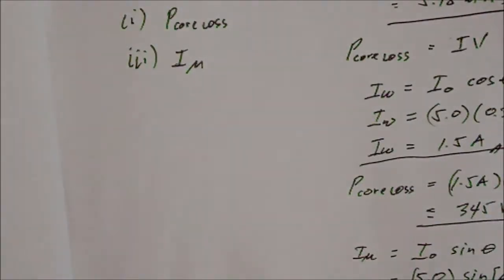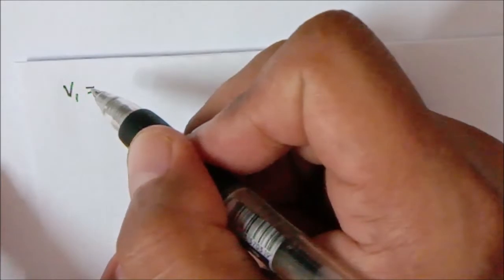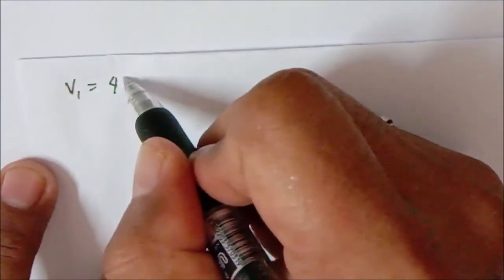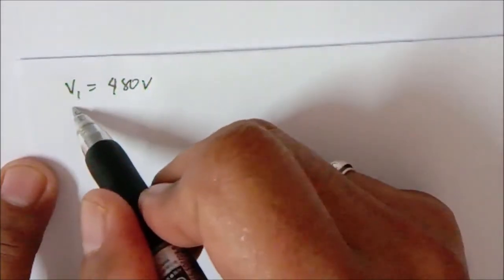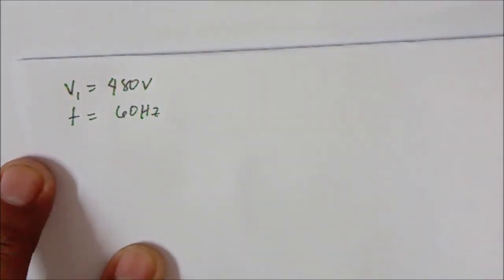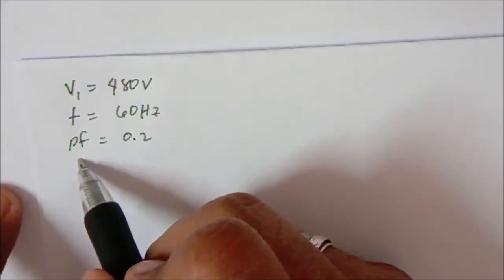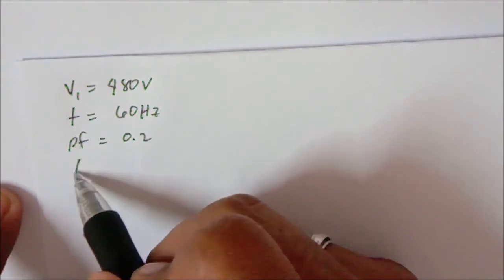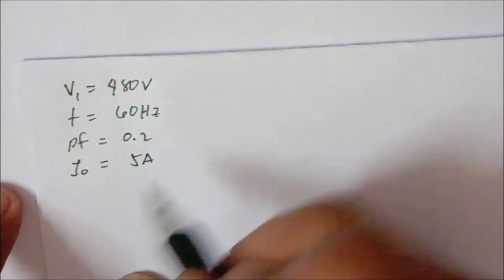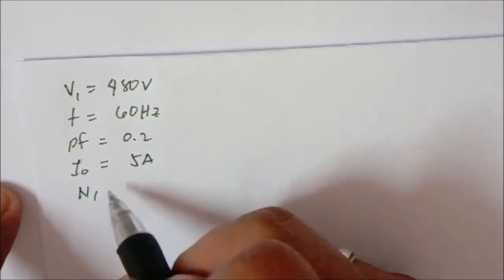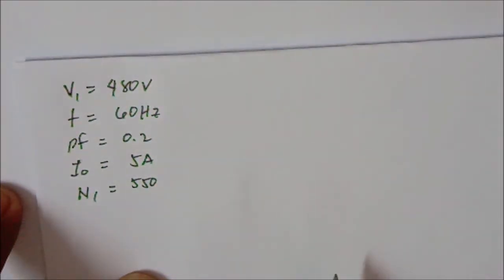So, ayan. Kunin na natin yung ating mga tanong. Una muna, ang mga given, V sub 1 is equal to 480 volts and frequency is equal to 60 Hz. So, ginawa natin 60 Hz yan. Power factor equal to 0.2 and ano pang given natin? I sub O is equal to 5 amperes and primary winding N1 equal to 550 number of turns.